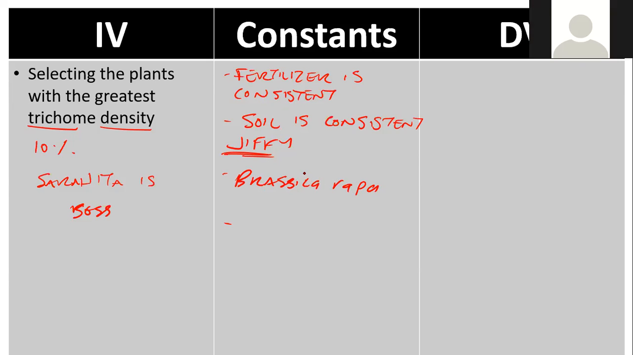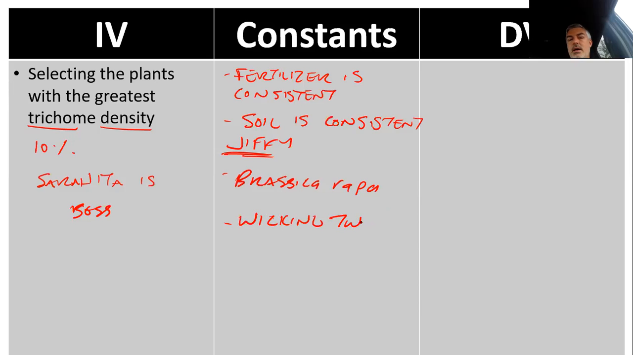A constant would be the wicking twine, right? Yeah, wicking twine or string. All right, and that was to pull up water, right? So that was like the little cups, and they had a little water, and a little string that came out, so you poured water in here, then the water would travel up the wicking twine. What else?